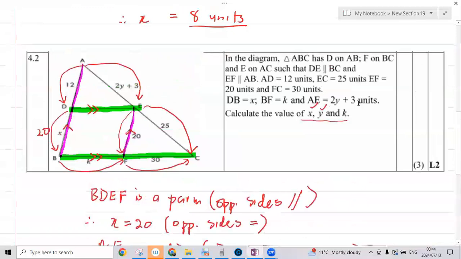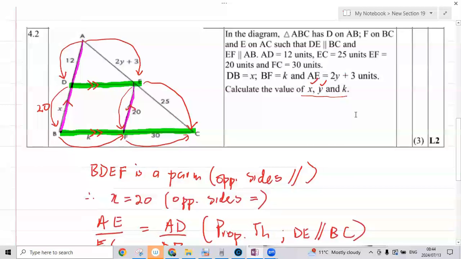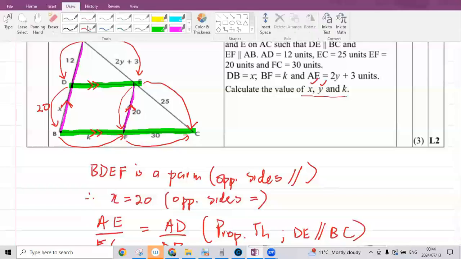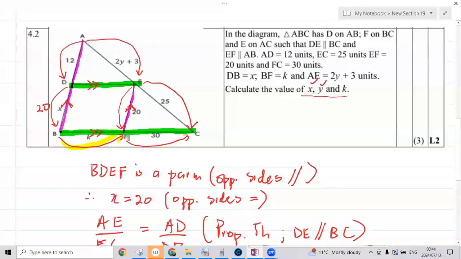Now we just got k to solve for. Let's have a look at that. So where is k? K is down here at the bottom. All right, so let's start with this. Once again, we've got our pair of parallel lines there, which is AB is parallel to EF. So therefore, we're going to use our prop theorem again. Let's start with the side that we want to solve for. So let's write BF over FC. So this is what I'm going to do. BF over FC. There's my parallel lines there. It's going to equal to AE, and that's going to be over EC.